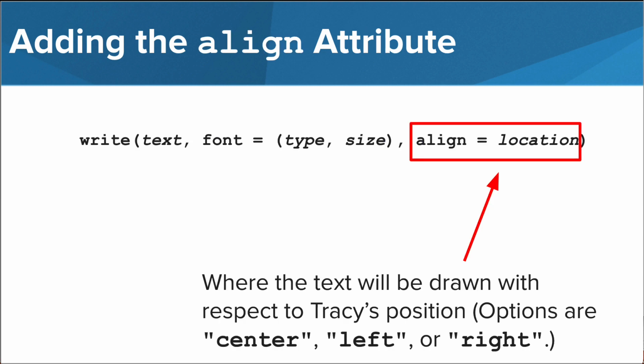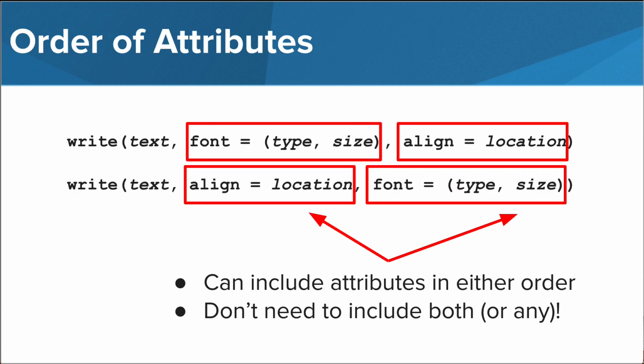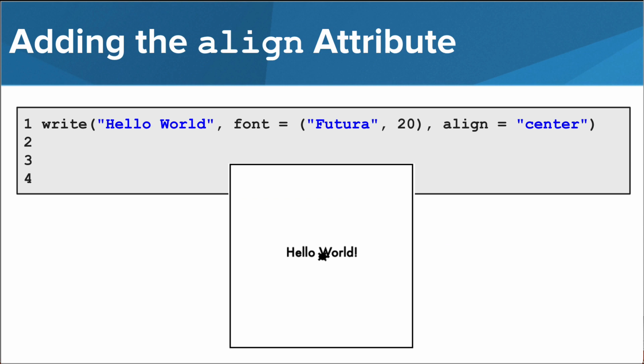The other attribute we can use with our write function is align. This will determine where the text will be drawn in relation to Tracy's position. The options we can use here are center, left, or right, all written inside quotation marks. An important thing to note is that the attributes of font and align are optional and can be called in any order inside our write function. Though we need to add the text to print as the first parameter, we can choose to add whichever additional parameters we'd like and can place them in either order. When we add the align attribute to our write function and set the location to center, we can see that the text is centered above Tracy's location.